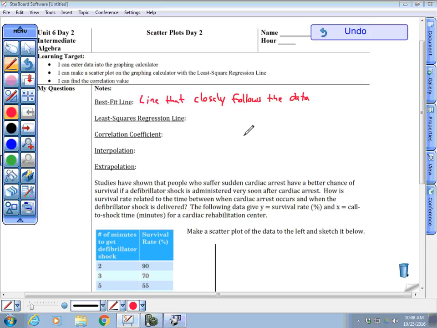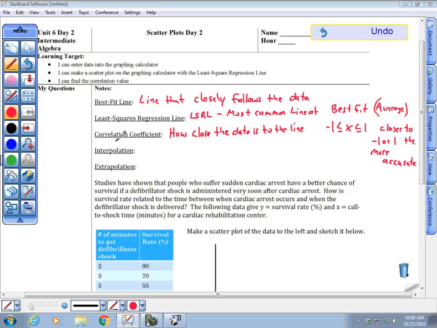First of all, let's look at the line of best fit. That is the line that closely follows the data. The least squares regression line, LSRL, is the most common line of best fit and uses the averages. The correlation coefficient tells us how close the data is to that line. It's going to be somewhere between -1 and +1, and keep in mind that the closer to -1 or to 1, the more accurate the information is.